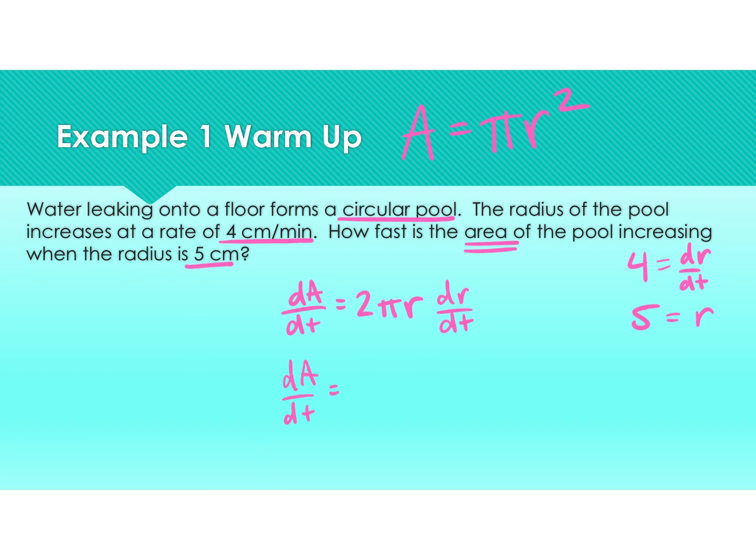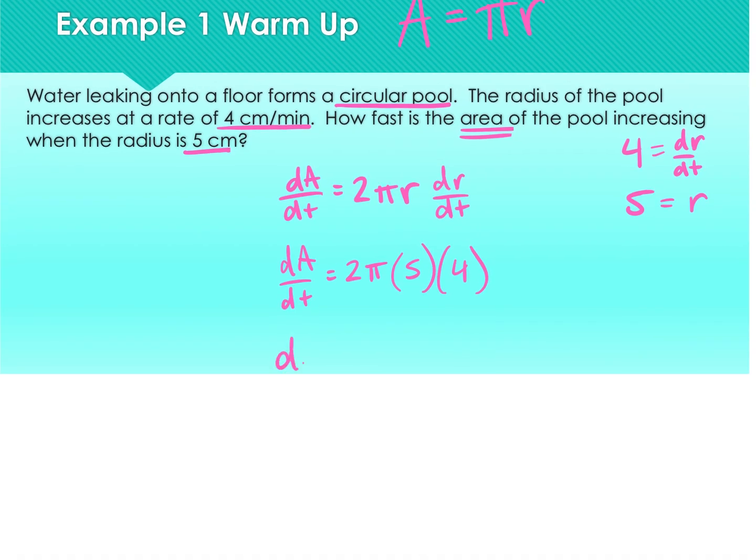So we don't have anything to plug in there. 2 pi is our constant. What's r? 5. And what's dr over dt? 4. So dA over dt, how our area is changing, would be 2 pi times 5 times 4. 5 times 4 is 20, times 2 would be 40 pi. 40 pi what? Not just centimeters per minute. But what are we talking about here? The area. So what would it be? Centimeters squared per minute.